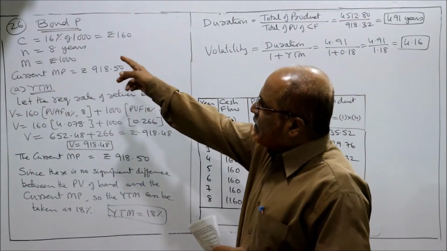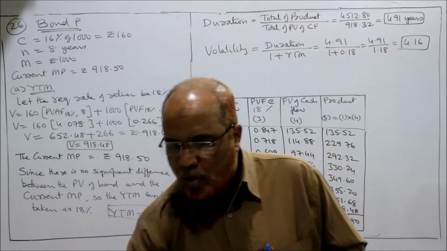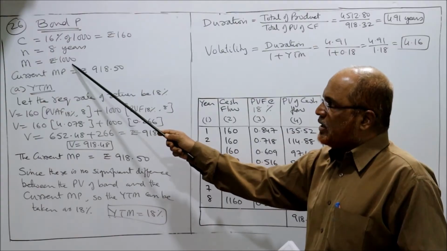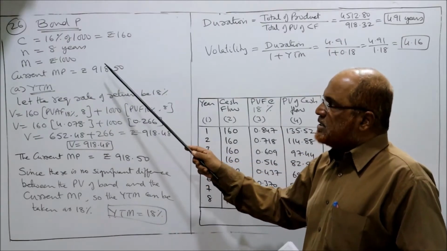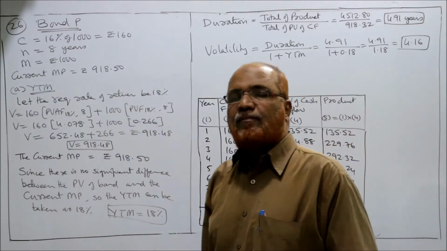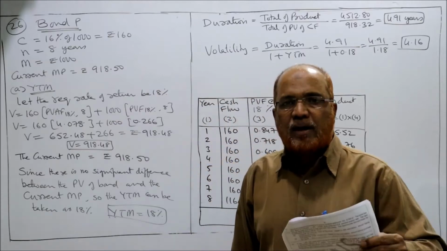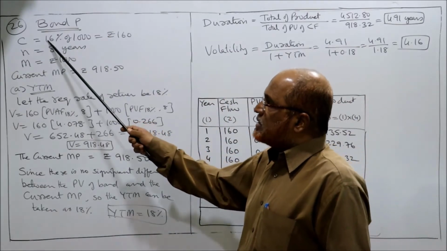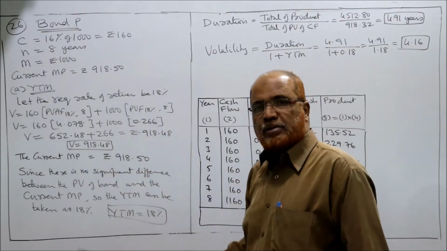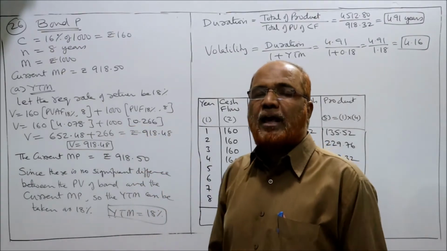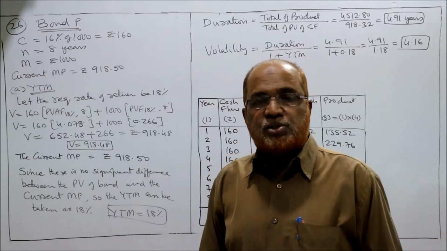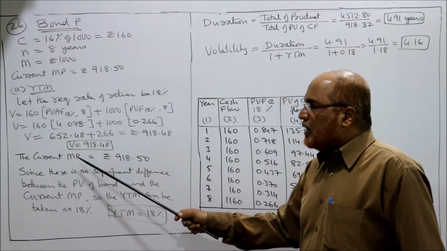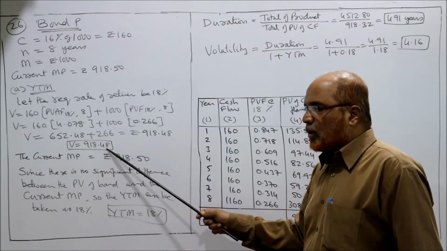For bond P, we have written C is equal to coupon interest is 16% of 1000, that is 160, 8 years, maturity value 1000, current market price 918.5. Since the current market price is less than the face value, the required rate of return may be more than the coupon rate. The coupon rate is 16%, so we have assumed it as 18%. Required rate of return will be greater than the coupon rate, so going above 16 we took 18. At 18%, we got the value of the bond as 918.48.